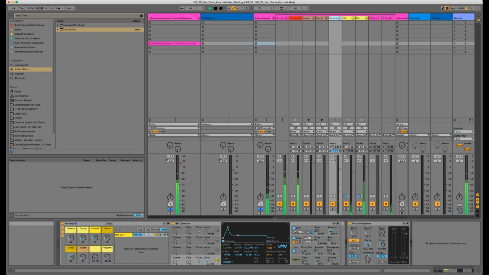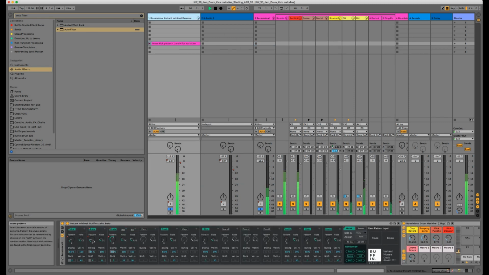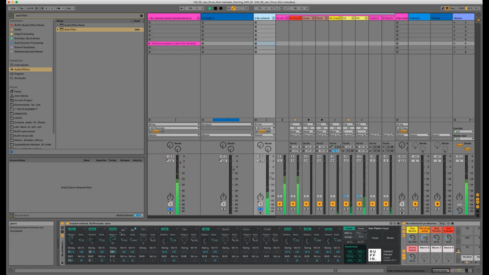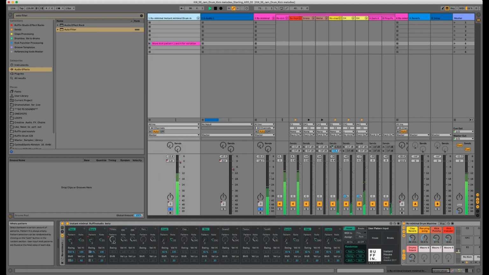I was also adjusting those patterns here, right? Pattern 20, and here we have a different pattern, right? So basically we can switch between patterns with this sequencer here. It's really handy and really fast.